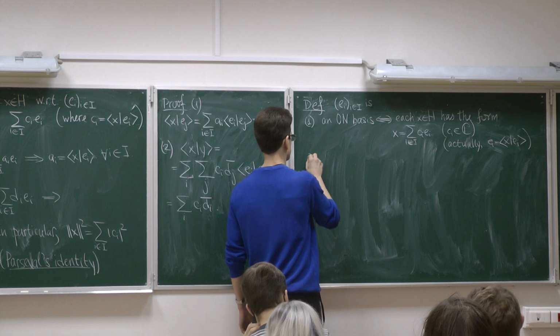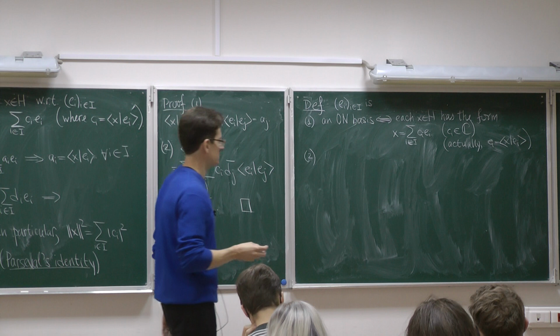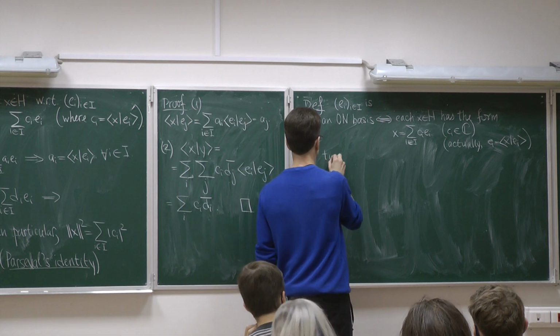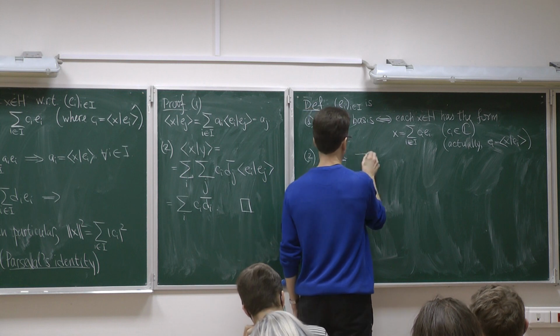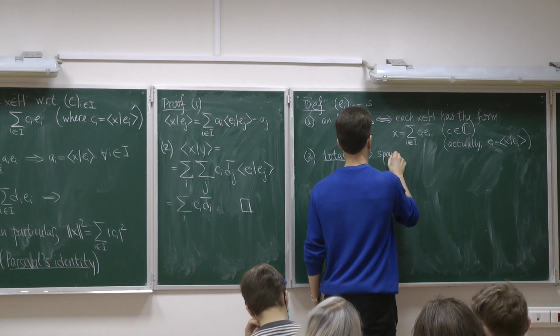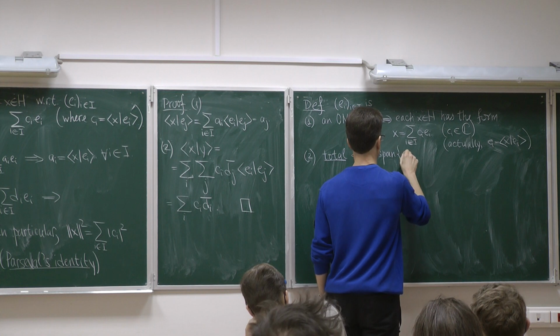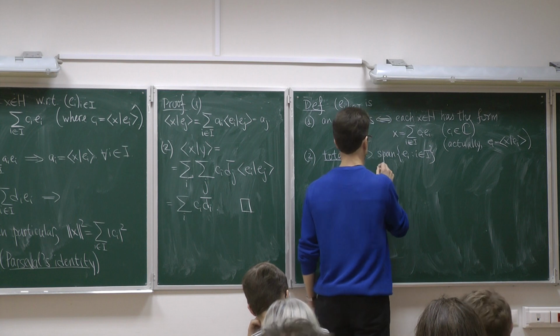Definition 2: we say that our family e_i is total if the linear span of this family is dense in H.